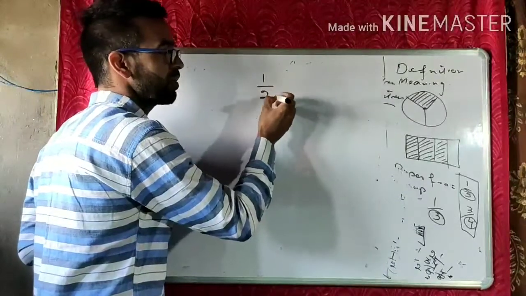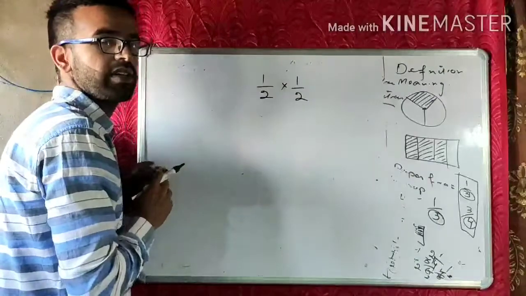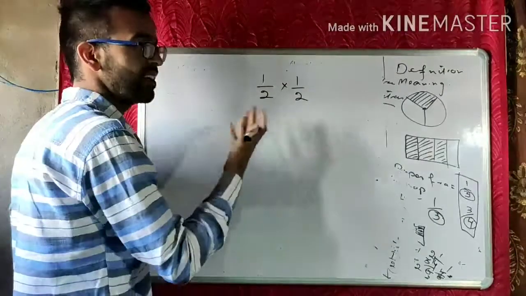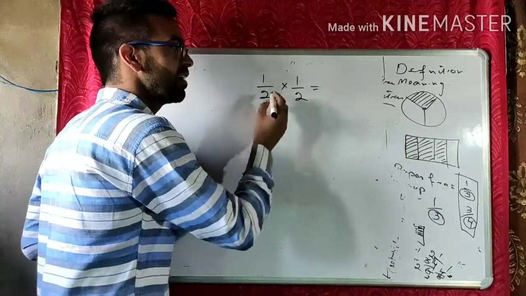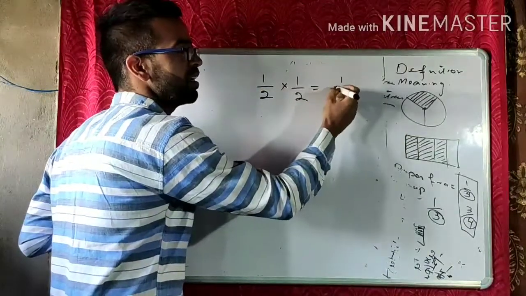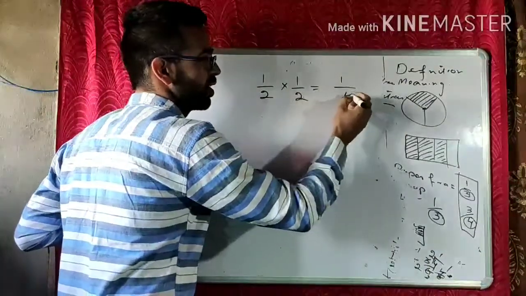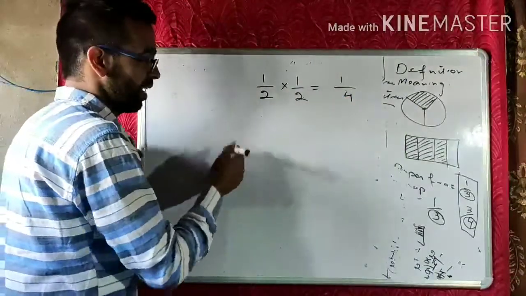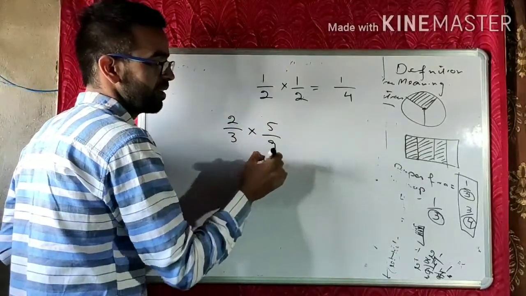For example, 1 by 2 multiplied by 1 by 2. This is not what we need in multiplication. There, what is the method? We multiply numerator by numerator, 1 multiplied by 1, and denominator by denominator, 2 2s are 4, whether it is like or unlike. For example, this is 2 divided by 3 multiplied by 5 divided by 9.